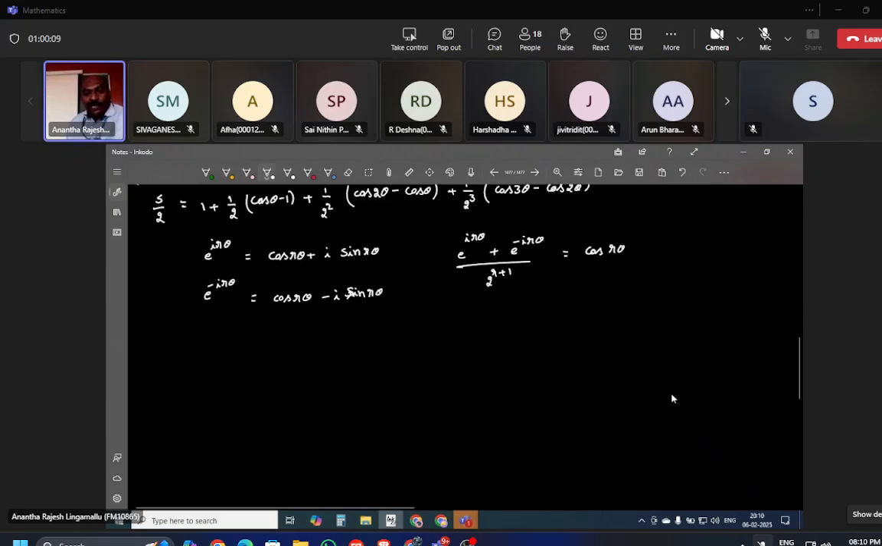Again, if I expand, put r equal to 0, what is the answer? 1 by 2. Put r equal to 1: e power i theta by 2 square. One more: e power i 2 theta by 2 cube. No use.